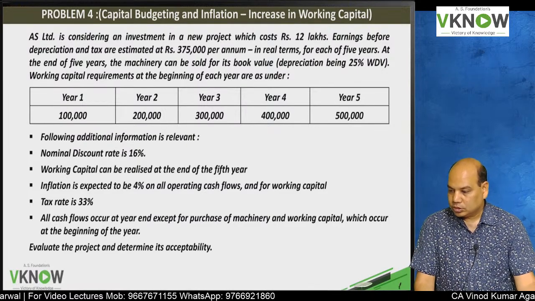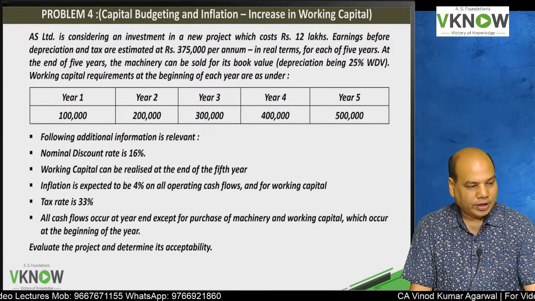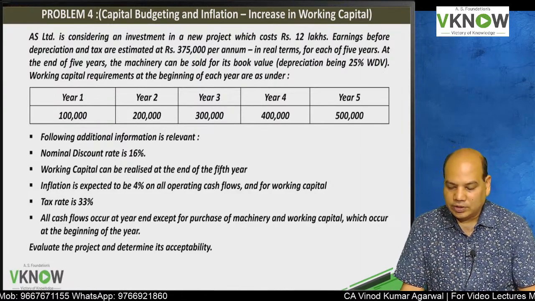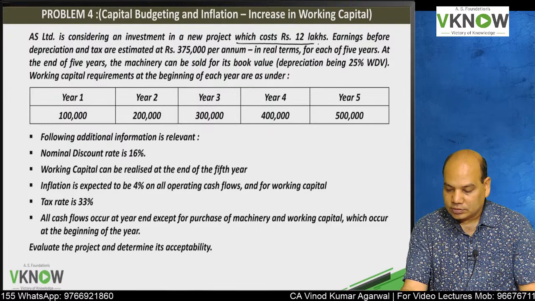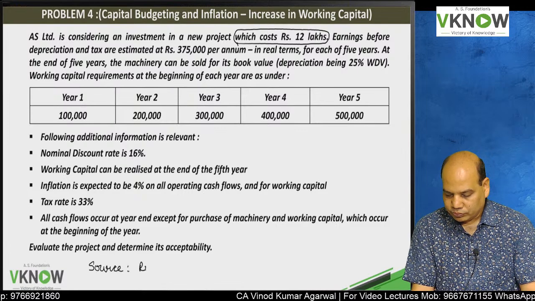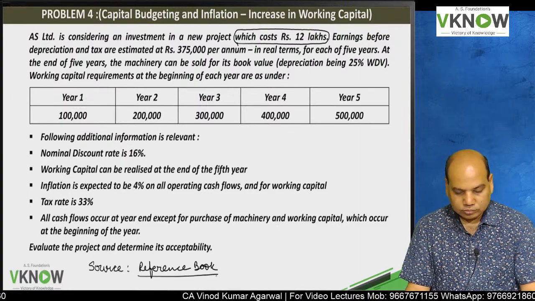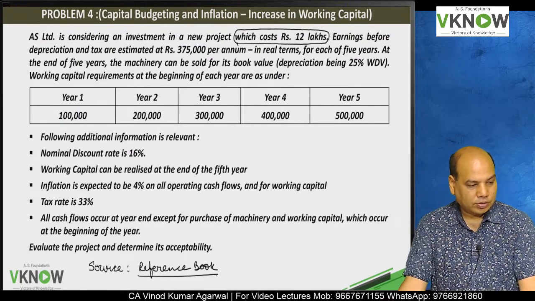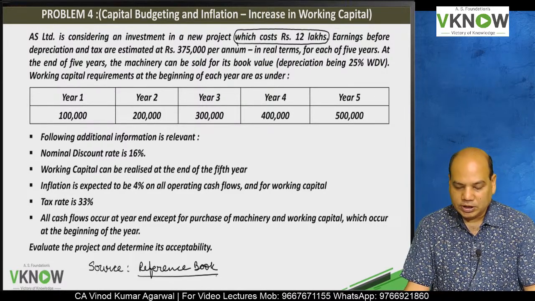We'll go to question number four. Question number four, again, has a lot of adjustments. Are you ready for question number four? Say yes. AS Limited is considering an investment in a new project which costs rupees 12 lakhs. First, write down the source: reference book. The first, second, third, fourth questions were from a reference book, but I am sure they will help you understand the concept of inflation and capital budgeting.